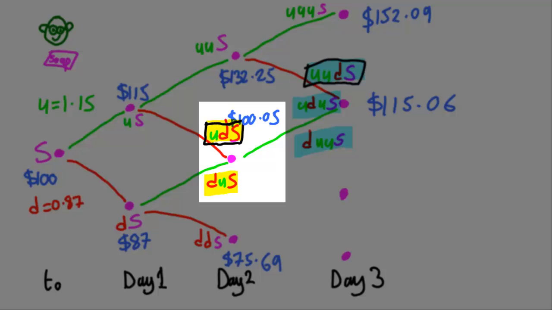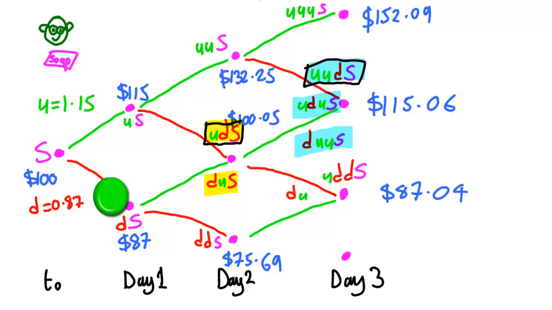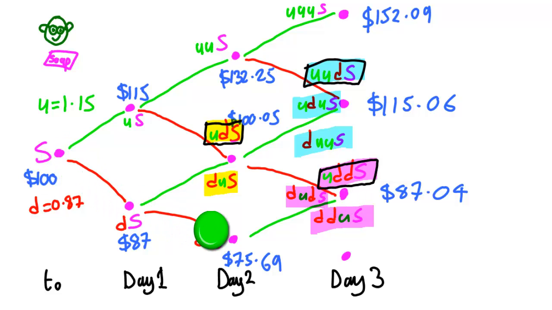Similarly, if the price goes down from 100.05 along the UDDS route, it'll go down to $87.04. But notice there's 2 other ways to reach this node too, along the DUDS path and the DDUS path. And finally, if the stock goes down every day, it'll go down the DDDS path to hit D times S, which is $65.85.